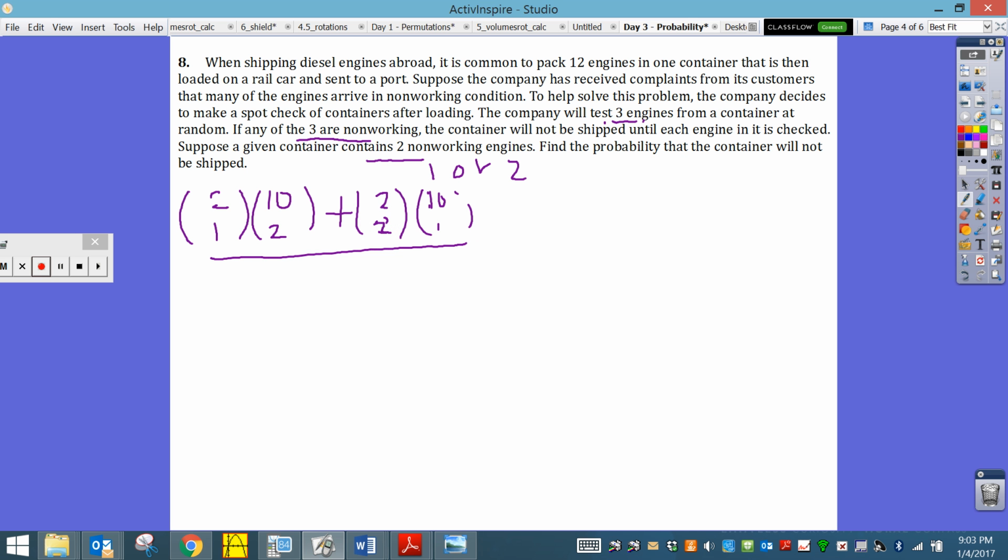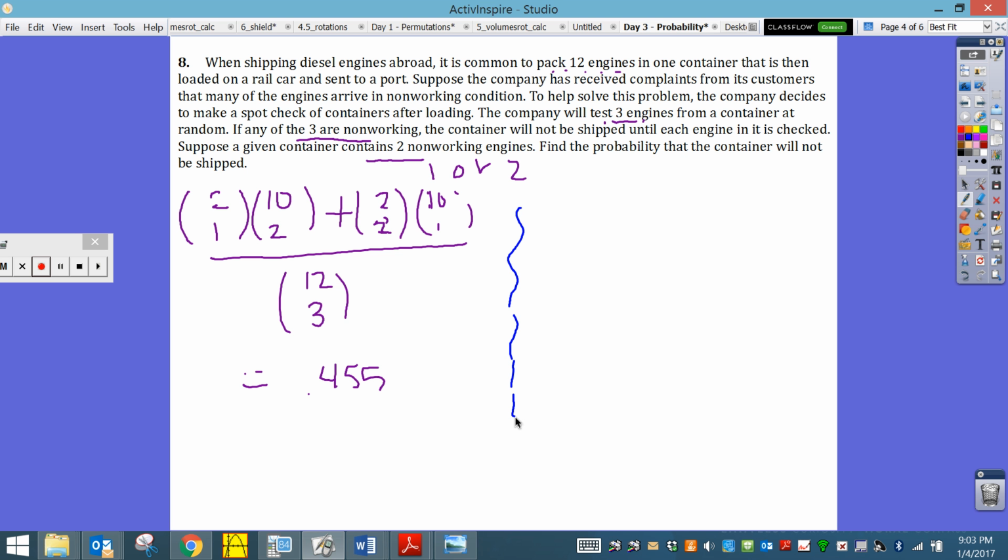All over, that comes to a total of 12. Again, we had 12 engines right there. 12 choose 3, any combination that could have been chosen. And if we do that, we get 0.5455. Okay, so let's look at another way. That was one way to work it.